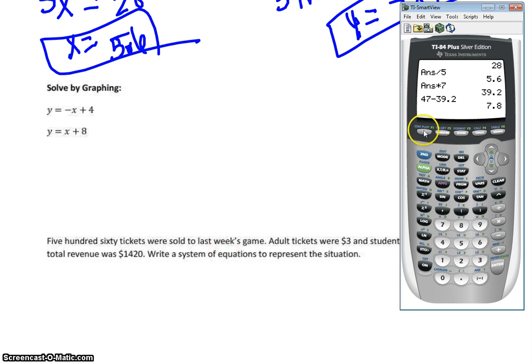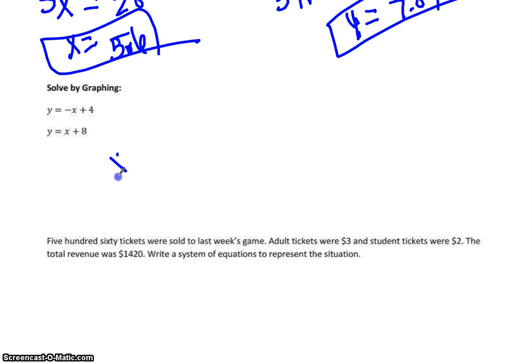So we're going to go to y equal, and we're going to clear everything out. And we're going to put negative x plus 4 at y1. We're going to put x plus 8 at y2. We're going to go second calc 5. We're going to let it draw. We're going to press enter, enter, enter. X is negative 2, y is 6. X equals negative 2, y equals 6, and that is your answer.